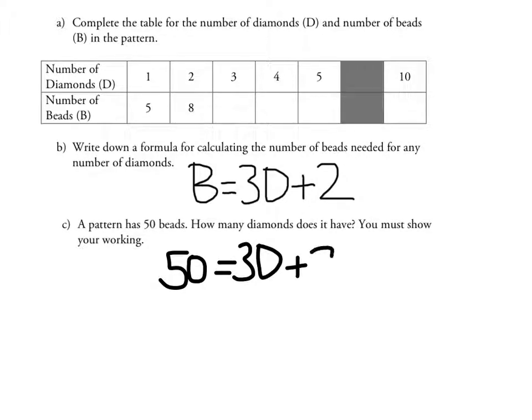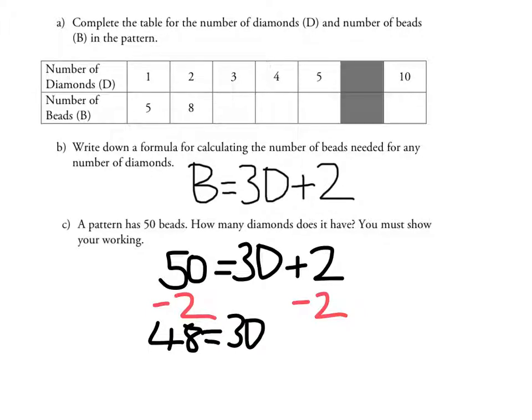There we go. Now I need to solve this equation. So I'm going to take 2 away from both sides, so I get all my numbers on one side. So I'm going to get 48 is equal to 3D. Now I'm going to divide by the 3 because I want to get D on its own. And therefore, I am left with D is equal to 48 divided by 3, which is 16. So there's my answer.